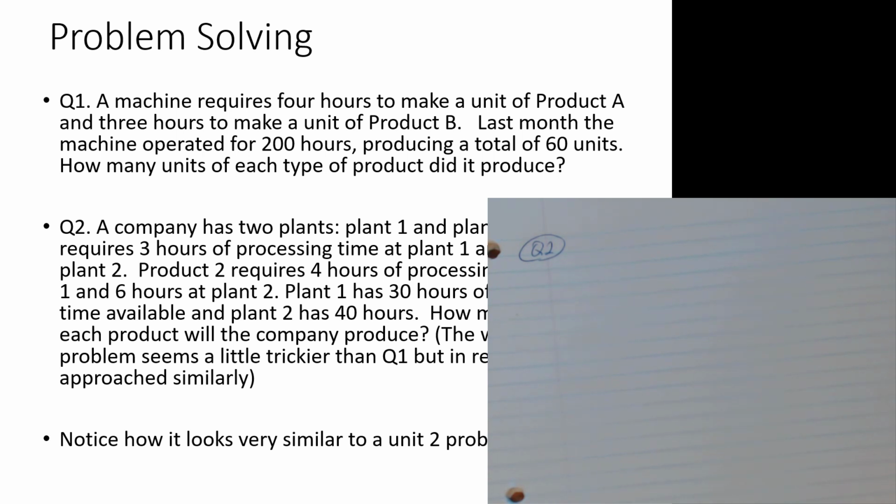So a company has two plants, plant 1 and plant 2. Product 1 requires 3 hours of processing time at plant 1 and 4 hours at plant 2. Product 2 requires 4 hours of processing time at plant 1 and 6 hours at plant 2. Plant 1 has 30 hours of processing time available and plant 2 has 40 hours.